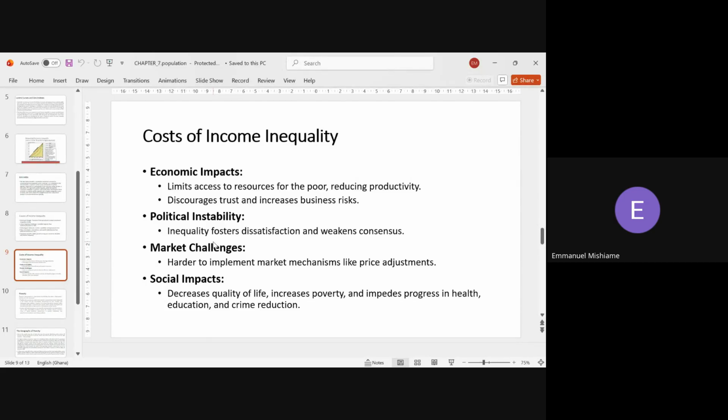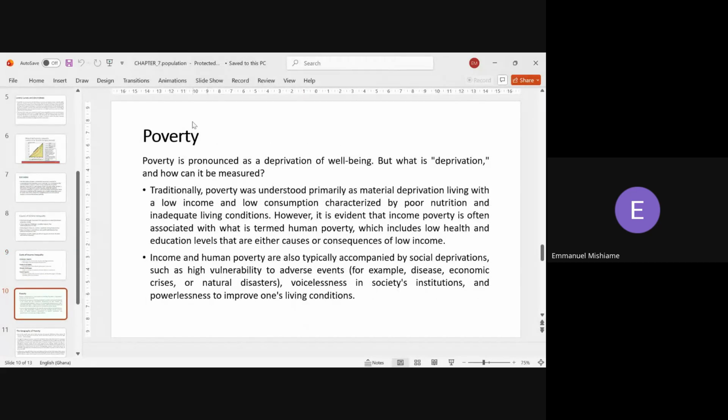Okay, all right. So that is that for income inequality. Let's quickly look at poverty. That should take just about 4 slides, and then we can go to the sample questions that I sent you earlier. All right, let's look at poverty.